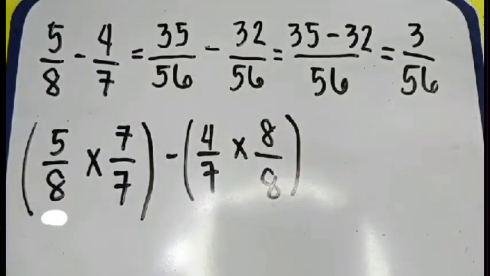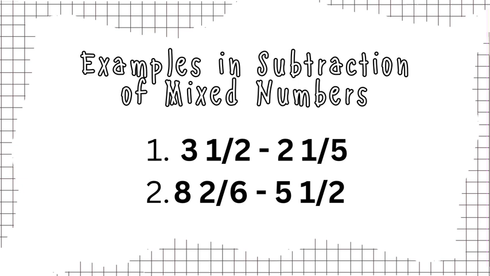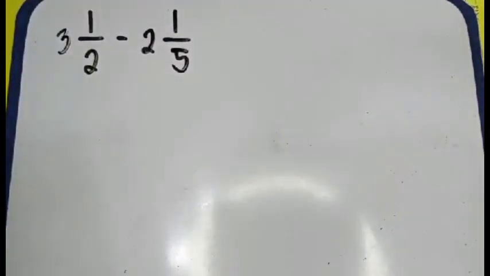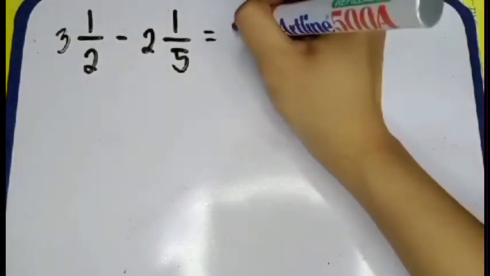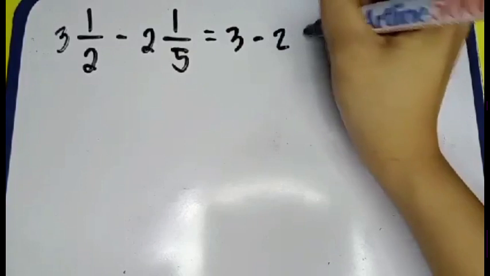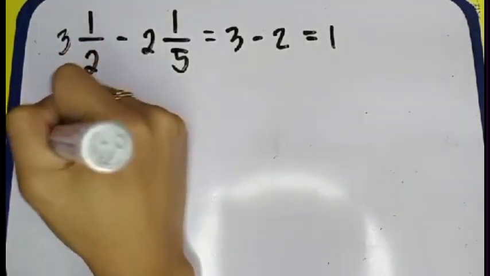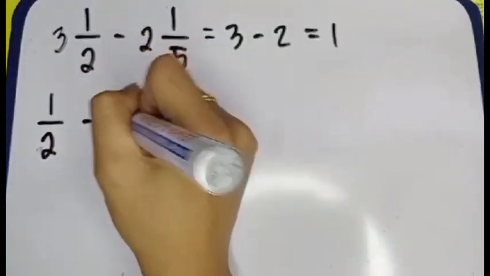And that's it. Now is the subtraction of mixed numbers. For the first example, we have 3 and 1/2 minus 2 and 1/5. Let's subtract first the whole number before we proceed to our fraction. So, 3 minus 2 is equal to 1. And for the fraction part, we have 1/2 minus 1/5.